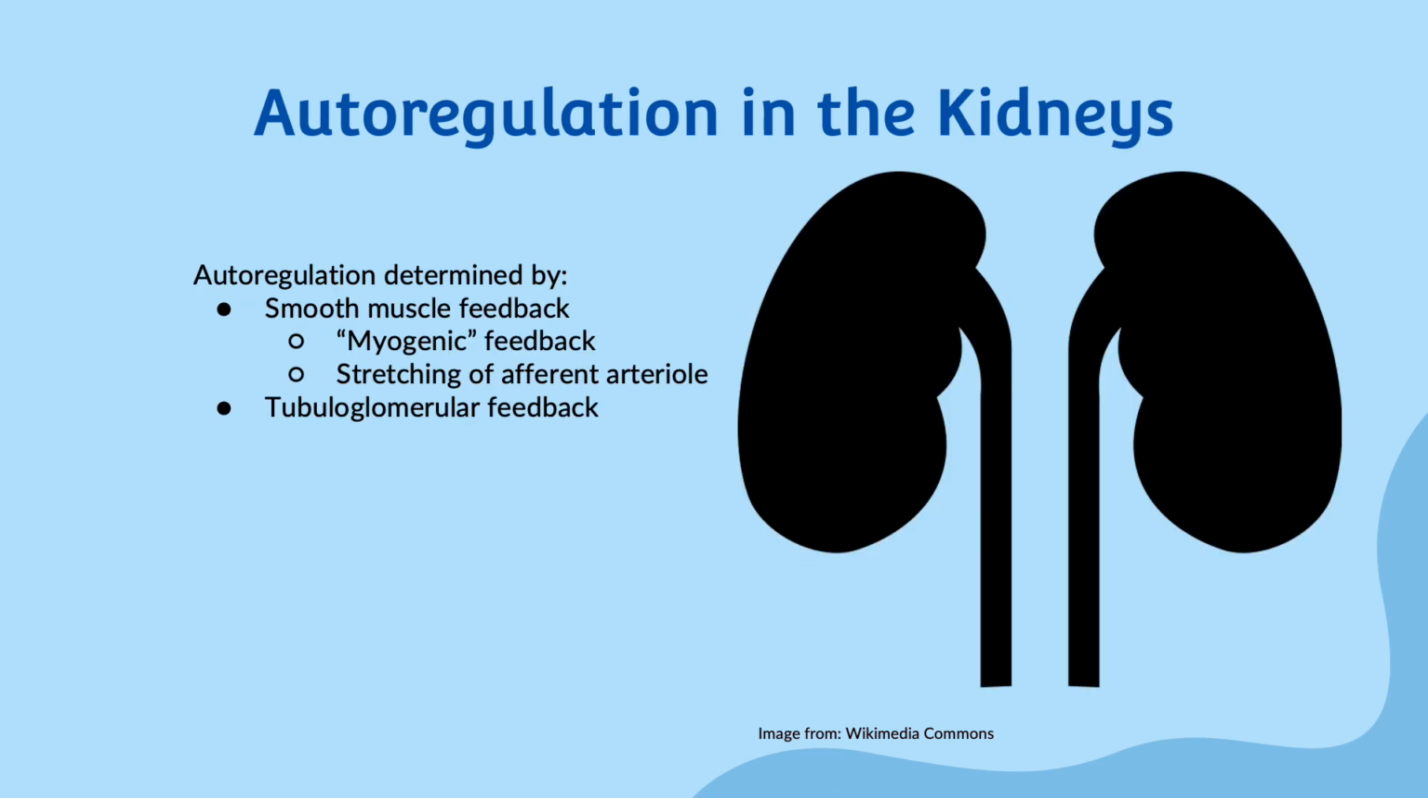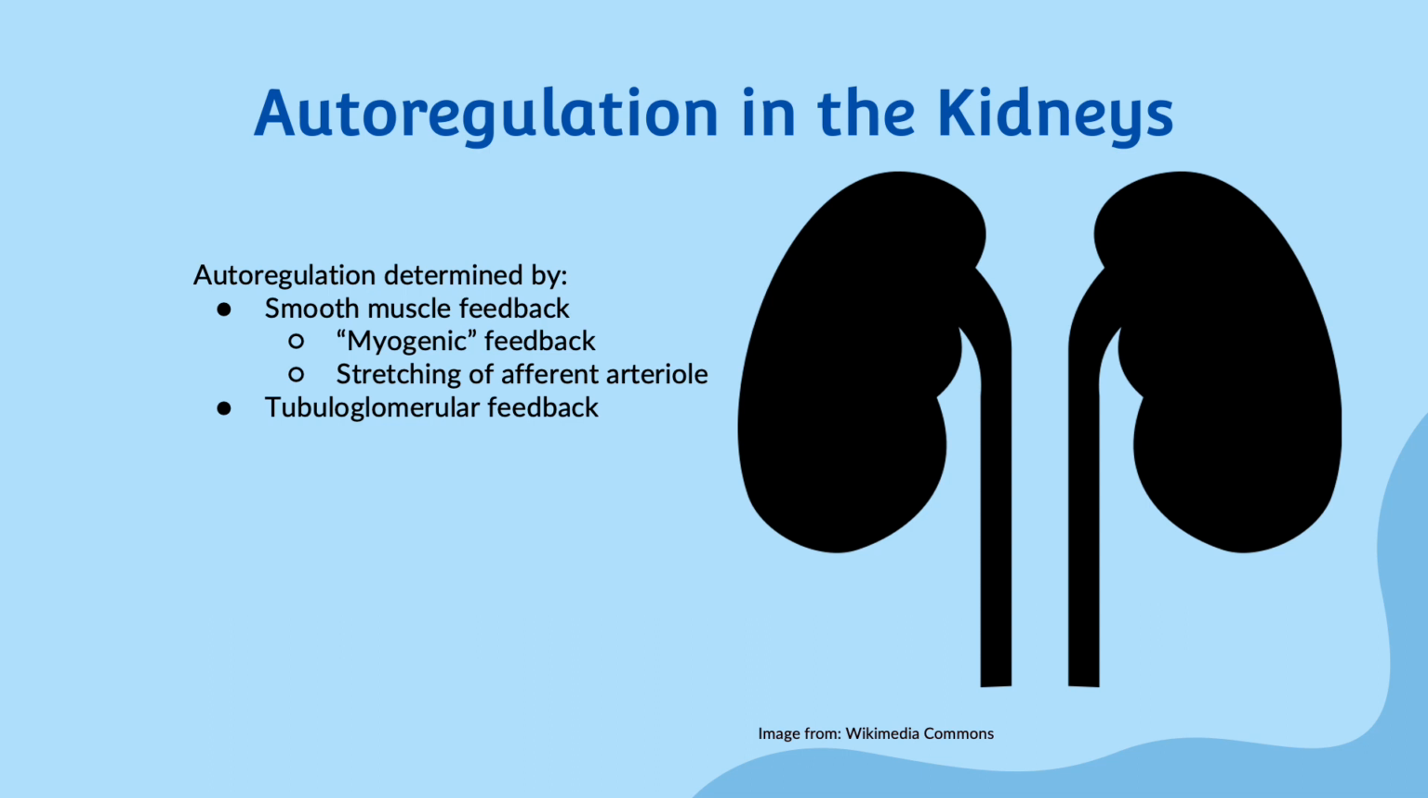In the kidneys, autoregulation helps maintain a constant GFR, or glomerular filtration rate. The afferent arterioles of the kidney constrict or dilate to regulate the blood flow to the glomerulus. This process helps maintain an adequate filtration rate despite the changes that are happening in blood pressure.